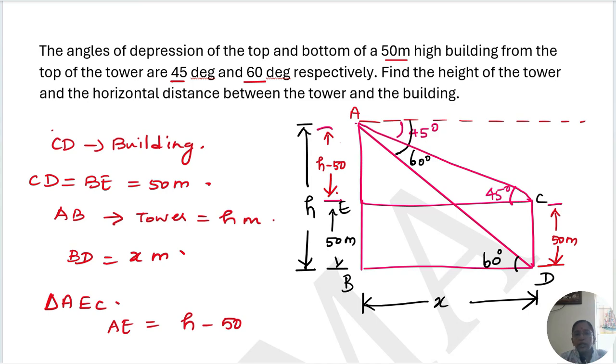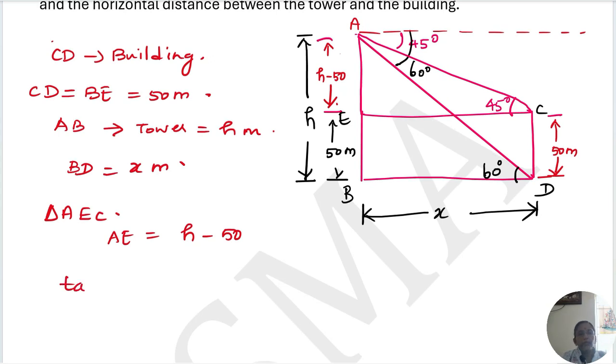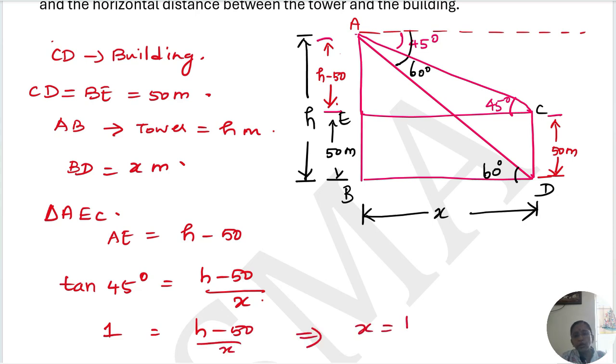And here in our triangle, tan 45 is our data. So tan 45 degrees is equal to opposite, H minus 50, divided by adjacent X. So tan 45 is 1. So 1 equals H minus 50 divided by X. So X is equal to H minus 50. So this is our first equation.